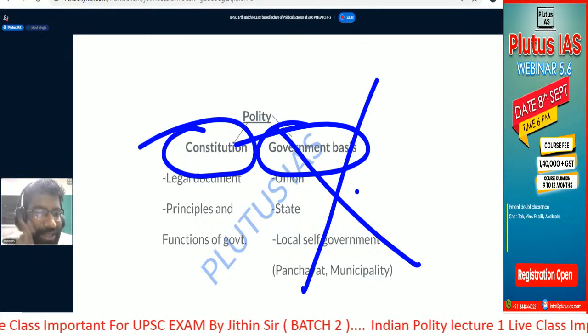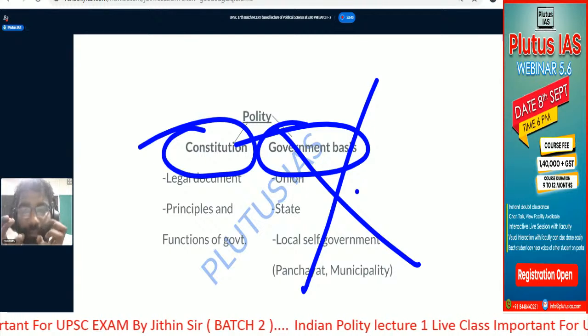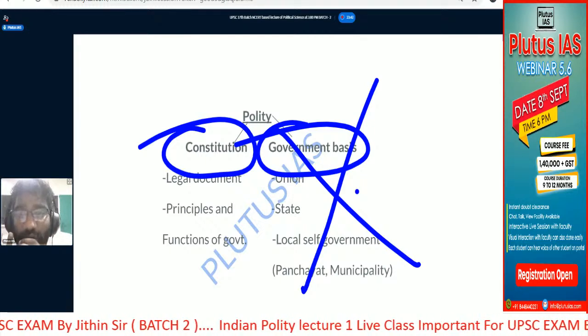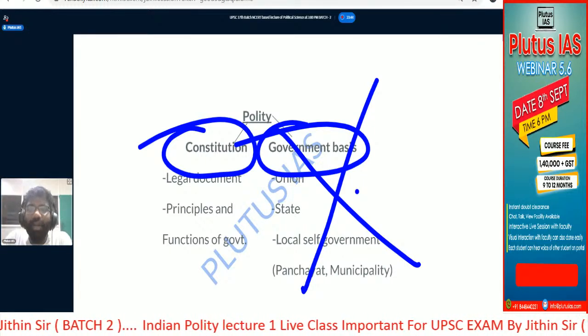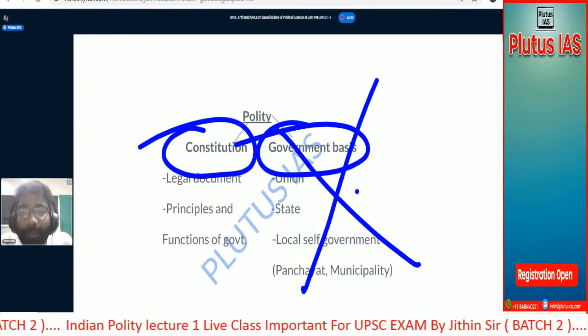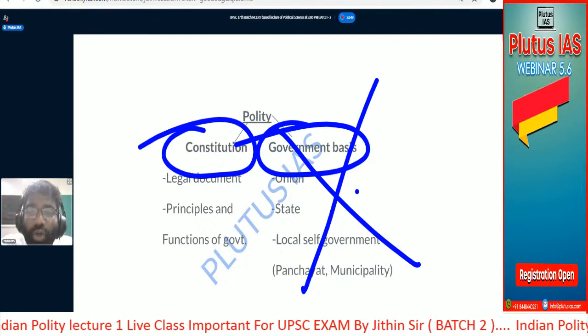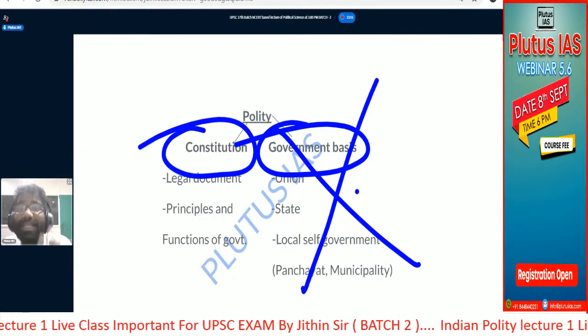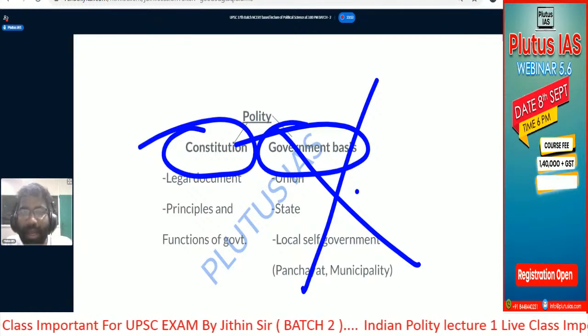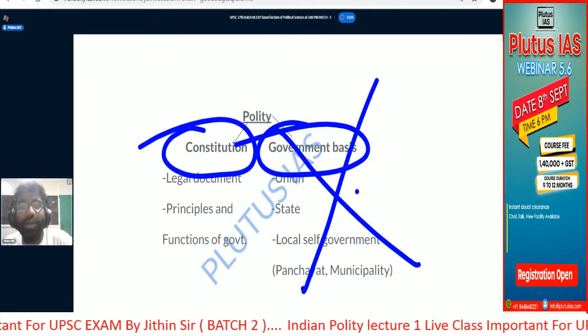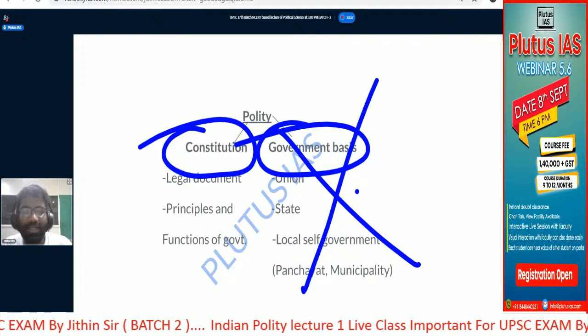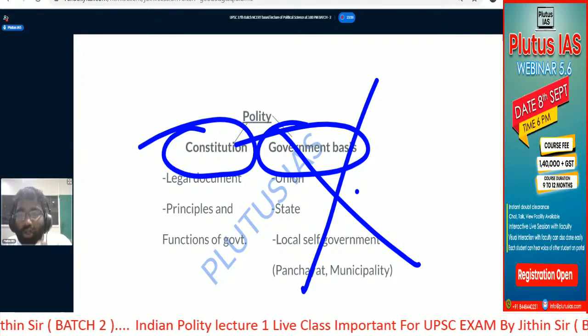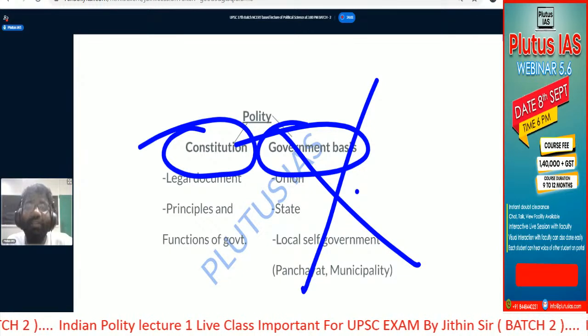I'll explain once again. Okay, Vipul, भारत का संविधान, the Constitution of India tells the government of India कि किस आधार पर, on what basis you should govern this country. That is principles. आप किस आधार पर काम करेंगे, आपका grounds क्या होने चाहिए, on what aspects you should govern this country. That is principles. The Constitution of India tells the government of India.